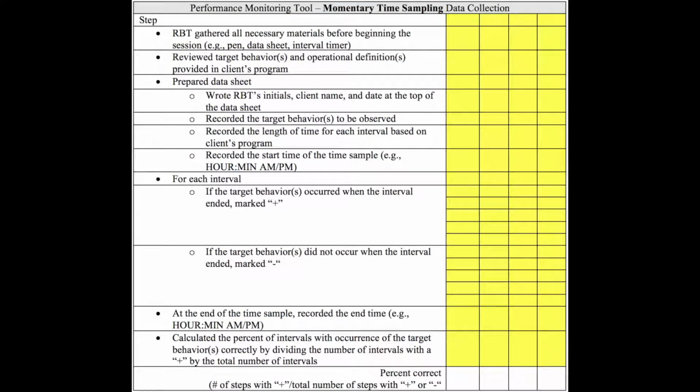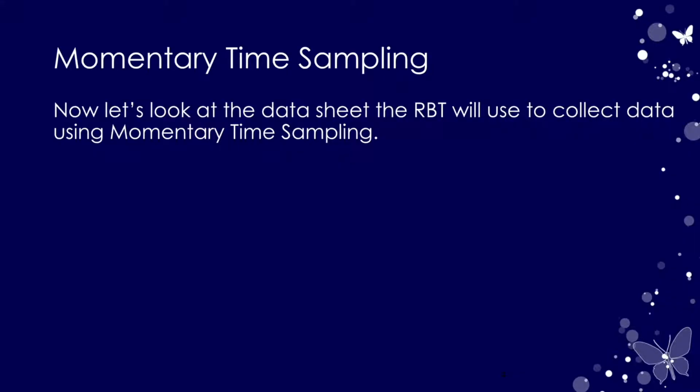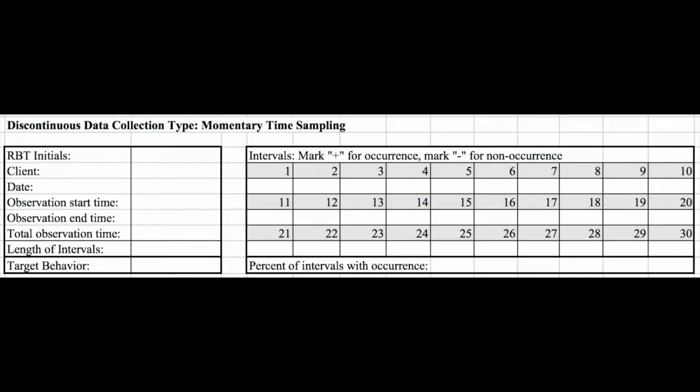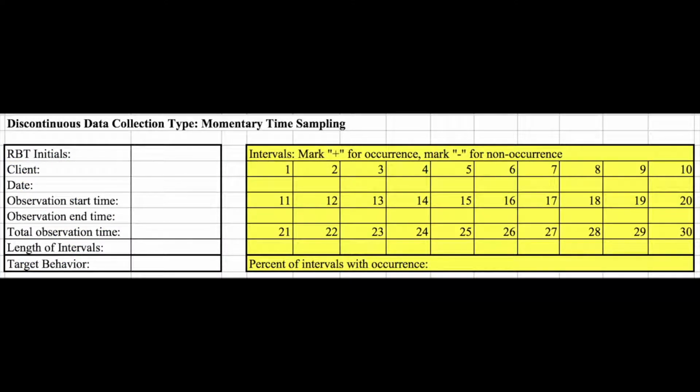This is where we, the supervisors, take the data to make sure they're performing the steps correctly, and this is where we report their overall percentage of steps performed correctly. Now let's look at a momentary time sampling datasheet used by the RBT. Here on the datasheet is where the RBT writes their own initials, the client name, the date, the observation time, the length of the intervals, and the target behavior. And here is where the actual data collection takes place within each interval.